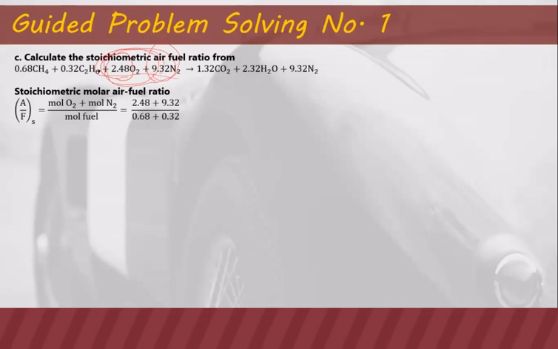For the air-fuel ratio, the air is the sum of those two, and for the fuel, if we add 0.68 and 0.32, that's equivalent to 1 mole of fuel. So just substitute, and we can get the stoichiometric molar air-fuel ratio. That is 11.8 moles of air per mole of fuel.